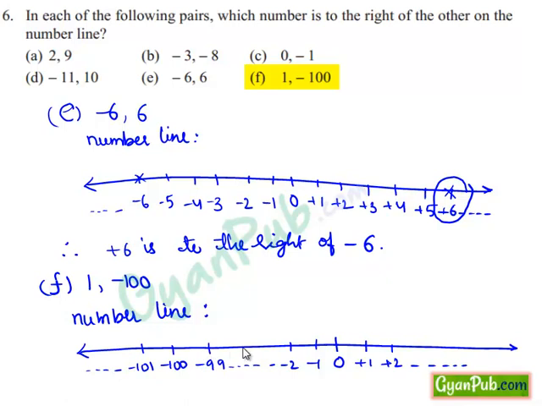First, we will mark minus 100 and 1 on this number line. Here we can see that plus 1 is to the right of minus 100. So, for the given integers 1 and minus 100, 1 is to the right of minus 100.